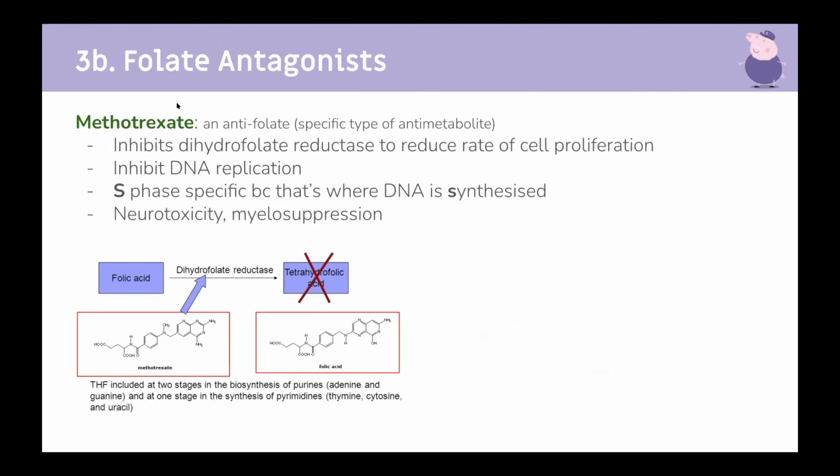So here's the important drug, the methotrexate. It is a subgroup of anti-metabolites, and it is specifically an anti-folate. So this is a specific type of anti-metabolite. What it does is it inhibits an important enzyme, which is dihydrofolate reductase. And this is important in the process of generating folate or folic acid.